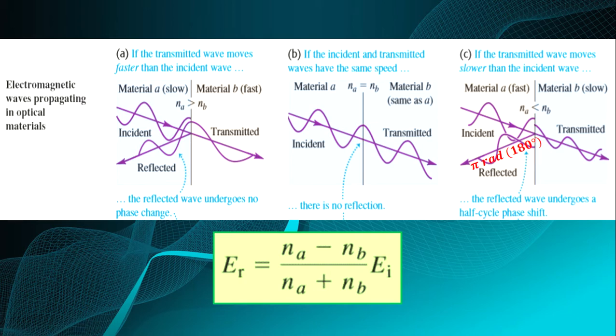This is analogous to reflection with inversion of a transverse mechanical wave on a light rope at a point where it is tied to a heavier rope or a rigid support. So that's when we talk of mechanical waves traveling on ropes.